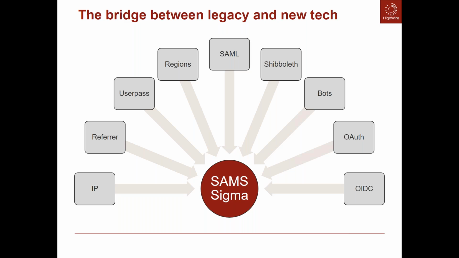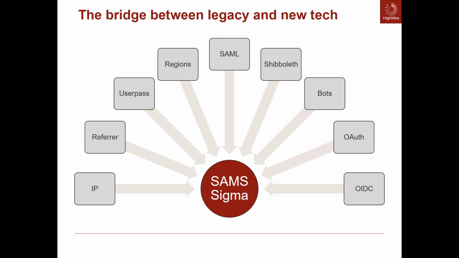There's regions, which in this context is shorthand for geographic authentication. So, for example, allowing countrywide authentication on the basis of a country license. SAML and Shibboleth, I would hope everybody is familiar with Shibboleth. You might be more familiar with the alternative Open Athens. They both, Shibboleth and Open Athens, both are based on the SAML protocol. And of course there are bots. So this is crawlers, robots, and a whole variety of other automated processes for gaining access to content.